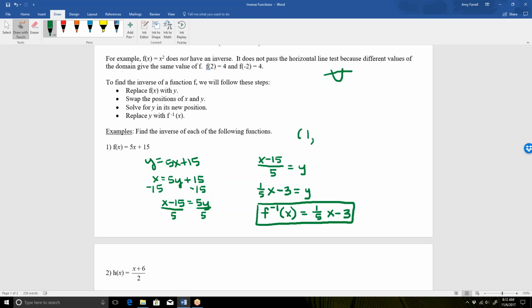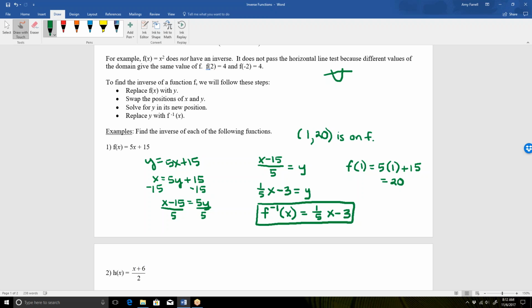Plug it into the function f. So find f of 1. So I'll show this down here. So I'm going to find f of 1. So this would be 5 times 1 plus 15, and that's 20. So what that means is the point (1, 20) is on the graph of f.